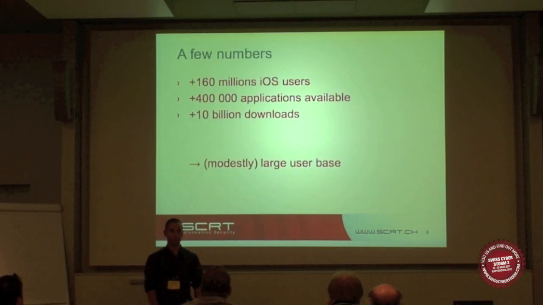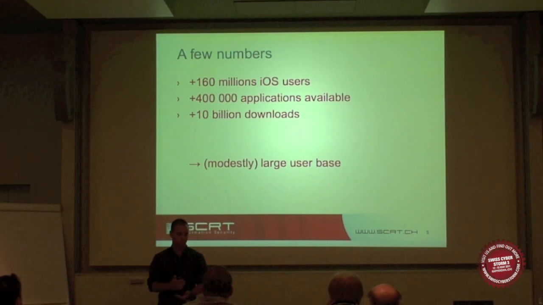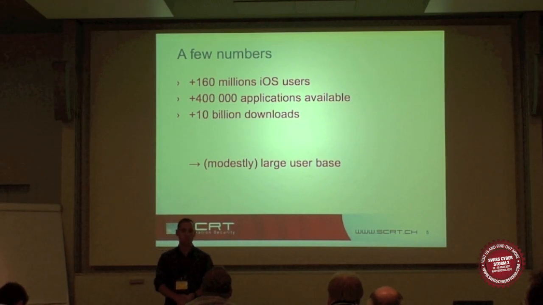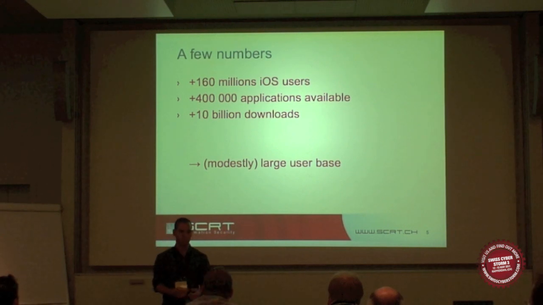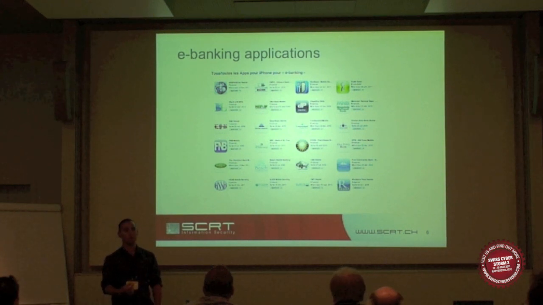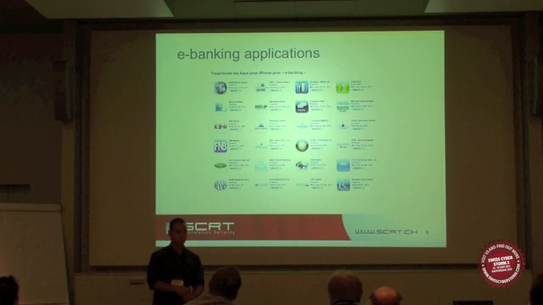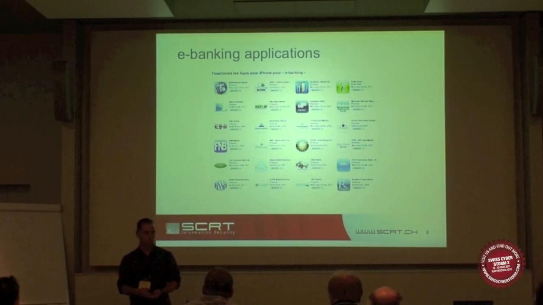So, just one slide with a few numbers to set the context. The iOS terminals have more than 160 million users, 4,000 million applications available, and 10 billion downloads. So we can say that it's a huge user base, which may attract a lot of attackers, because with more users, we attract more attackers. Another really important thing is that a lot of e-banking applications are becoming available on the App Store. So this means that there are more and more applications which may store sensitive data about you.